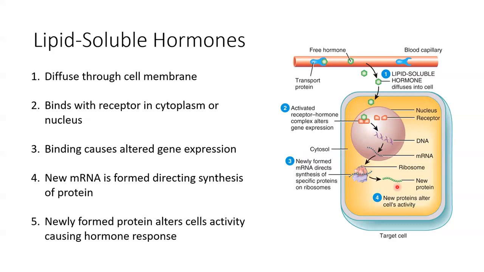So our lipid-soluble hormones, transported in the blood with our transport proteins, can diffuse directly through that phospholipid bilayer of the plasma membrane. They bind to the receptors that are either located in the cytosol or the nucleus of that cell. That binding of the receptor and the hormone causes some kind of altered gene expression. We have the production of new mRNA, which causes a new protein to be formed, and that protein somehow alters that cell's activity. And how it is altered will be dependent on the specific hormone.